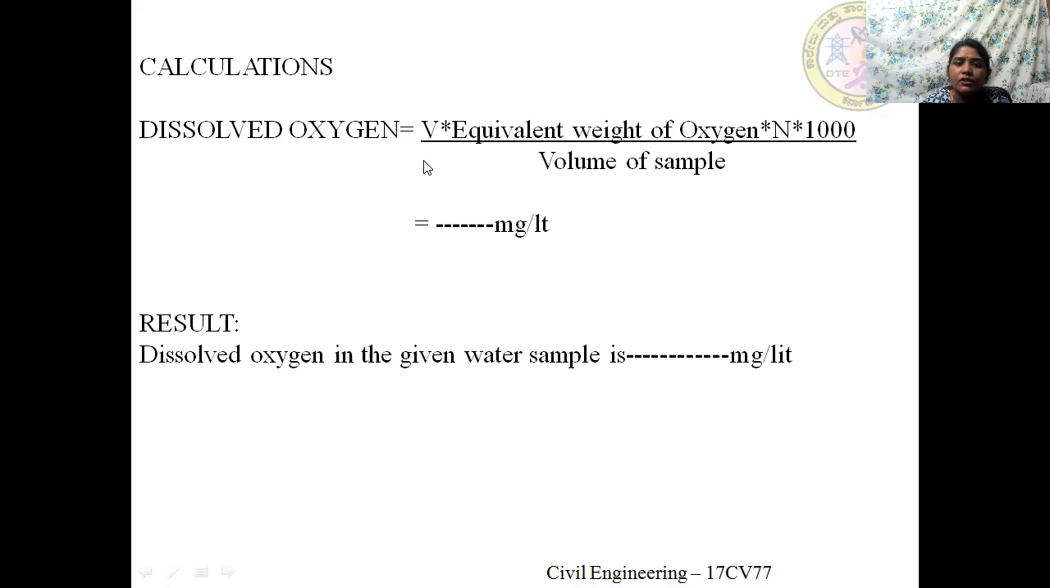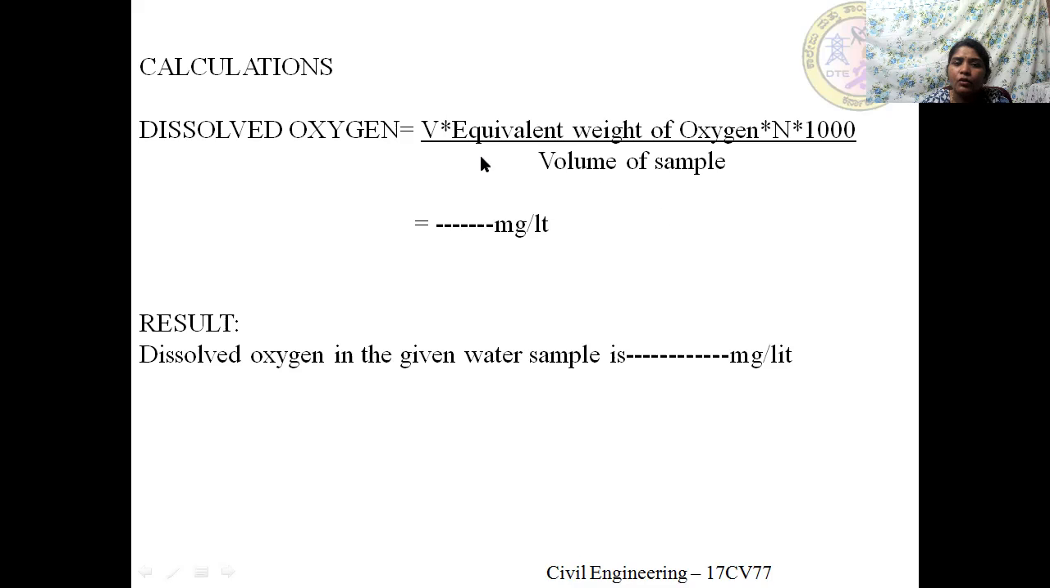Therefore, dissolved oxygen is equal to V, volume of titrant added, into equivalent weight of oxygen, into normality, into 1000, divided by volume of sample. In various experiments, we will be taking the volume of sample as 50 ml or 100 ml. But in this particular experiment, we are measuring a sample of 203 ml and we are titrating it. This method is known as Winkler's method.